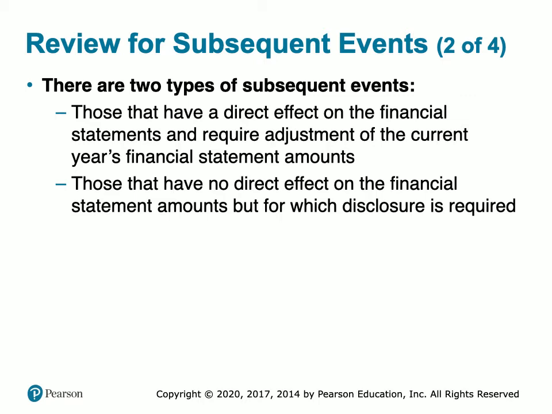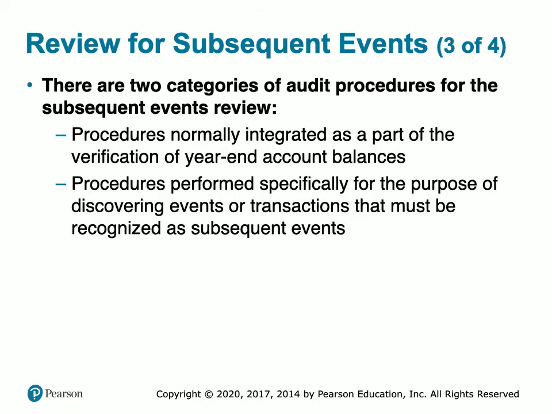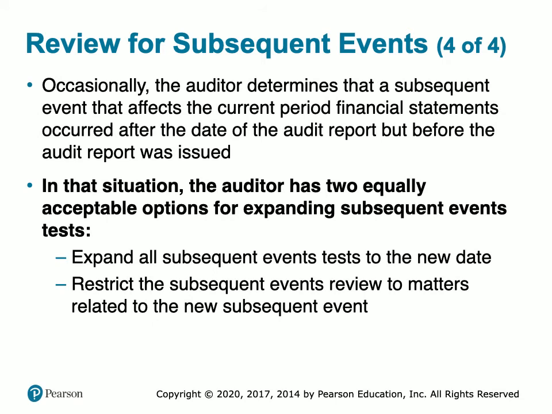There are two types, type 1 and type 2, easy enough, right? So those that have a direct effect on the financial statements require adjustment. That's more rare. But those that have no direct effect on the financial statements, but for which disclosure is required. So normally you look at subsequent events. You'll do a search for unrecorded liabilities up to the audit report date. You will do inquiries of management up to the audit report date. Your procedures are specifically designed to do this.